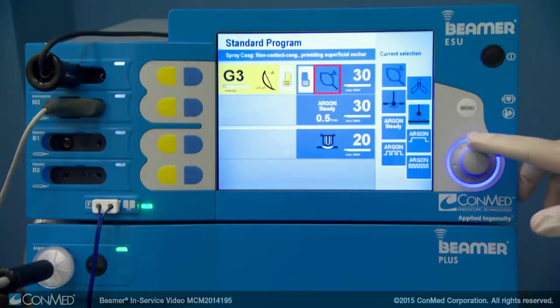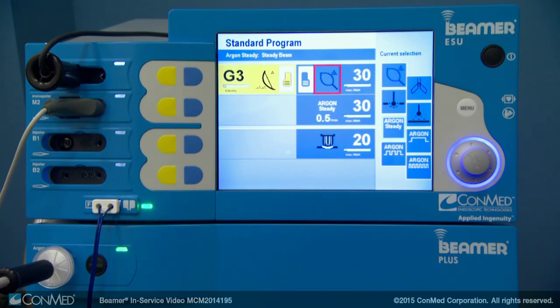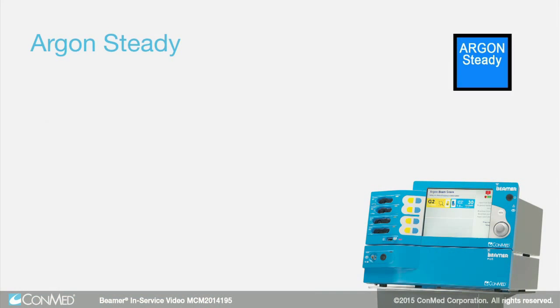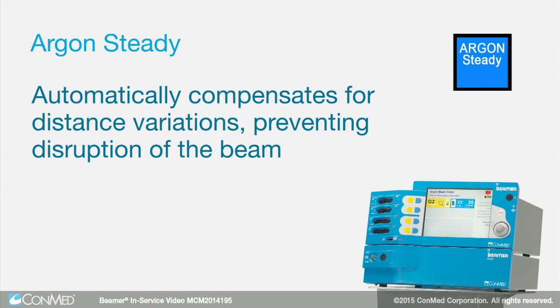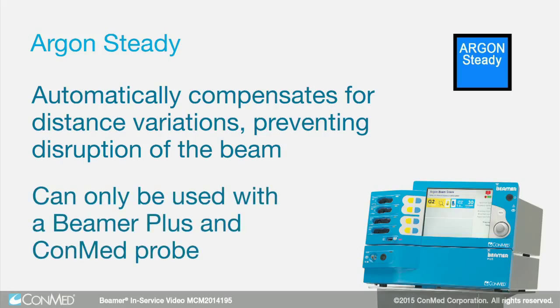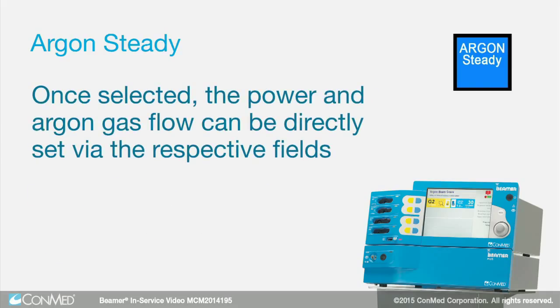Next comes the Argon Steady mode. This current has been adapted to the specific requirements of endoscopy as it automatically compensates for distance variations, thereby preventing disruption of the beam. This mode can only be used with a Beamer Plus and CONMED probe. Once selected, the power and argon gas flow can be directly set via the respective fields.